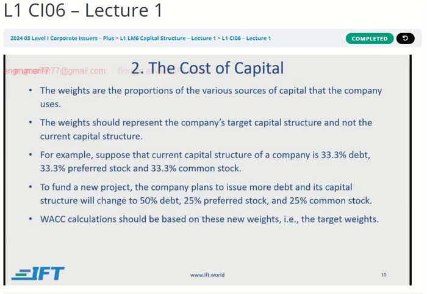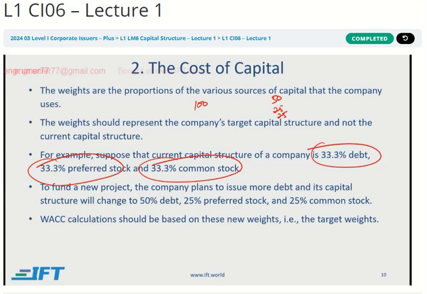Right. The weights are proportions of the various sources. So like in the example we took, the 100 million was being financed by 50, 25 and 25. So we took 50%, 25% and 25%, right? A company might have 33, 33 and 33. So that would be its weight.